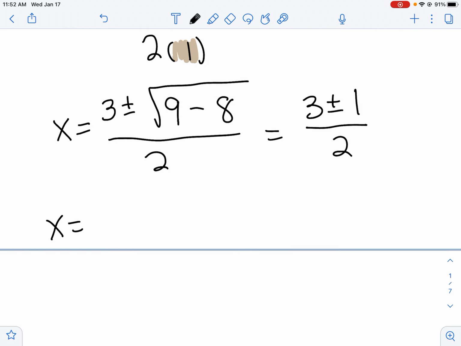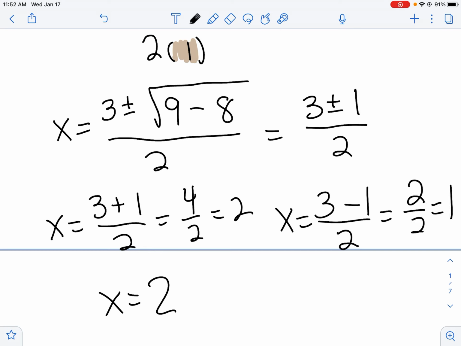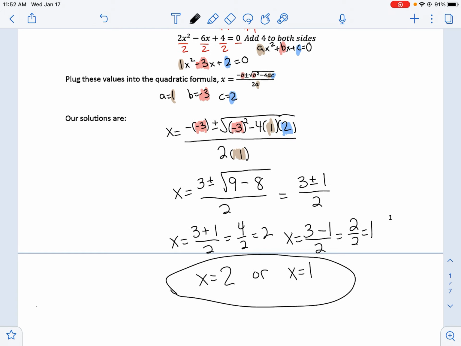So here are your solutions. You're going to have x equals 3 plus 1 over 2, which is 4 over 2, which is 2. So one solution is 2. The other one is 3 minus 1 over 2, so you get 2 over 2, which is 1. So here are your two solutions right here, and the quadratic formula solved that.